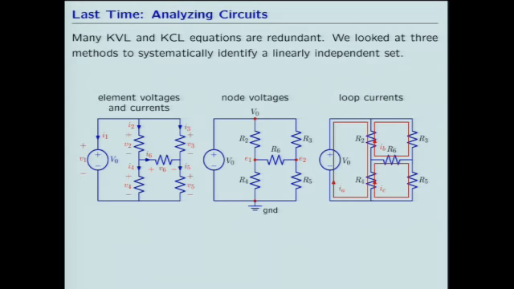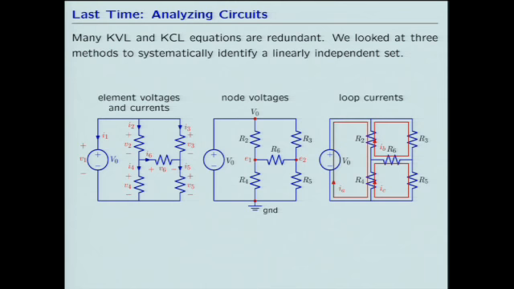The only problem that arises is that those equations are highly redundant. There's a lot more KVL equations than you need. There's a lot more KCL equations than you need. And so, in fact, the trick in analyzing a circuit is to figure out the smallest number of equations that are adequate, the number of equations that are necessary and sufficient to find a solution. And last time we went through 3 different ways to do that.